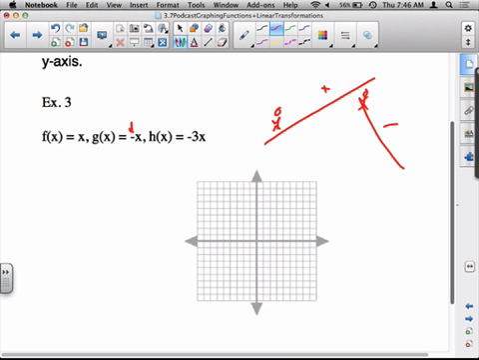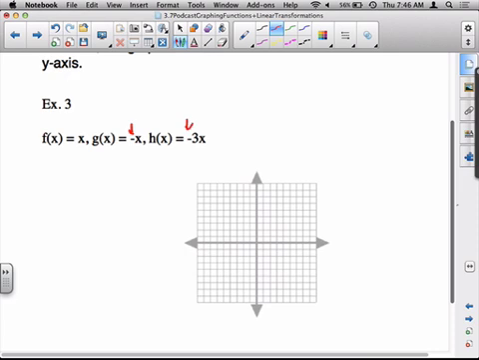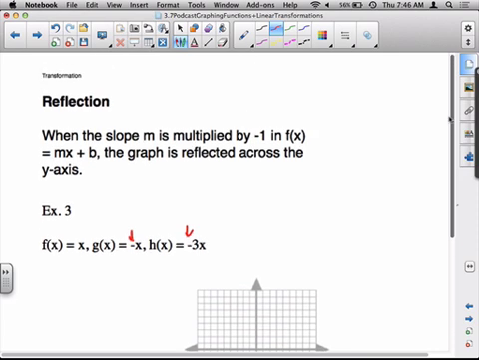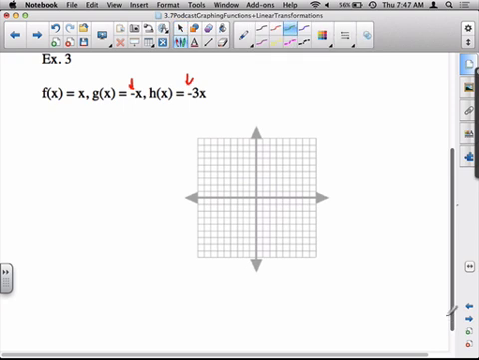So we have learned that the slope completely changes from an increase from left to right to a decrease from left to right. Now how that happens is, again, a negative slope. And we call this type of transformation a reflection. So when the slope m is being multiplied by -1, and f of x equals mx plus b, the graph is reflected across the y-axis. Okay, so again, I'm going to compare my graphs to my parent function. Okay, so here is f of x. G of x equals -x.